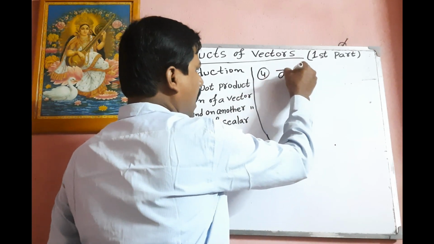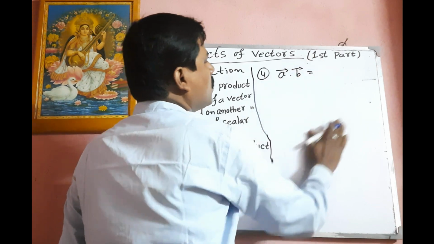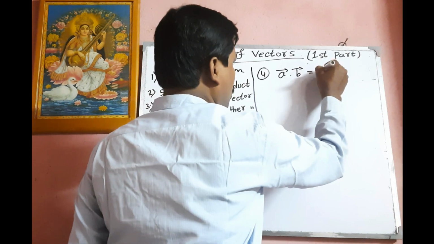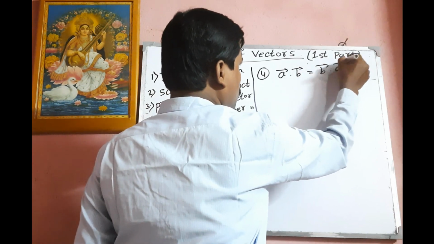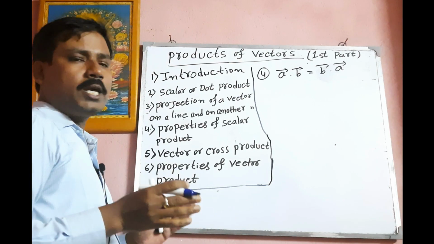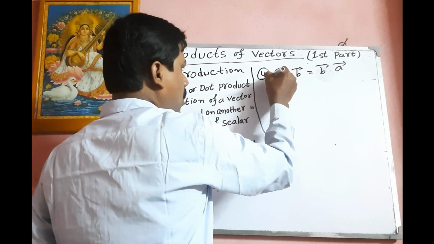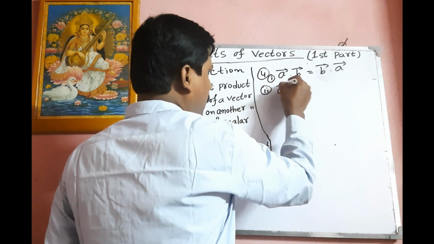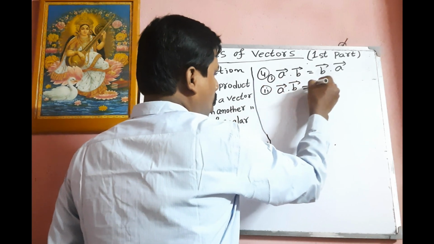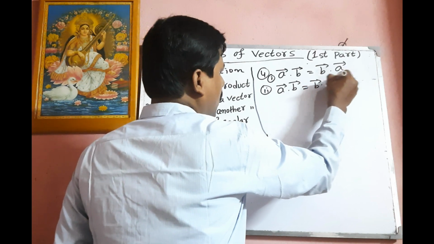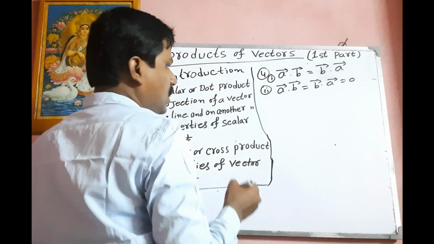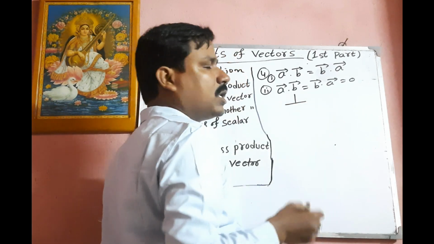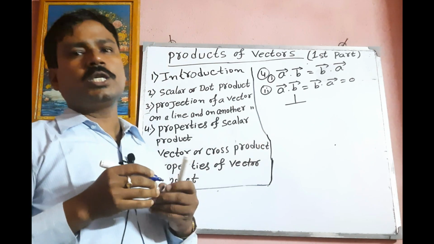Suppose A and B are two vectors, then A dot B is always equal to B dot A. This is always true for any two vectors A and B. And the next property we are discussing: if A dot B or B dot A is equal to 0, then A and B vectors are parallel to each other. So this is a condition.